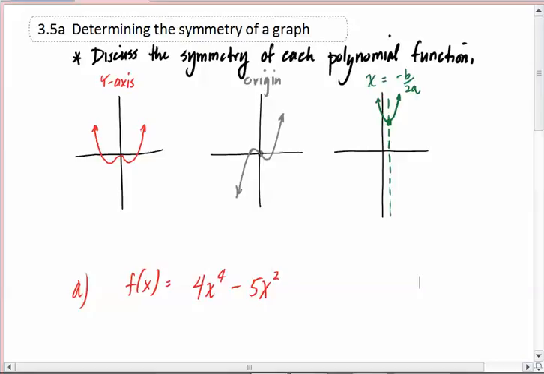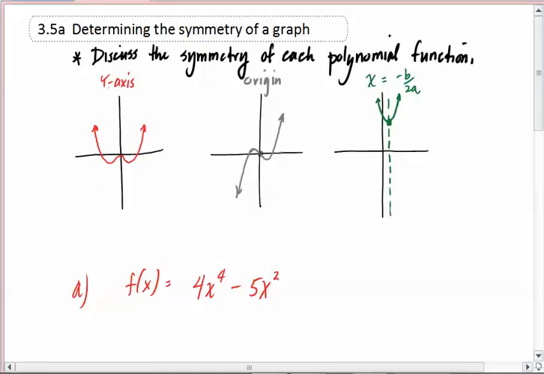So we know that understanding symmetry does help us to graph a polynomial. If I knew that something was, for instance, y-axis symmetric, and I had several points on the right side, then I would know that the left side was going to be a mirror image. So we know that symmetry is important if I'm trying to learn to graph any function without the aid of a graphing calculator, if I want to know something about what it looks like. So let's take a look at this first one.